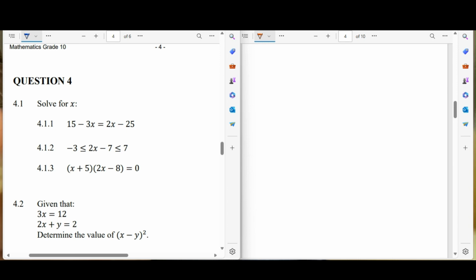Question 4 of the Grade 10 Term 1 maths test. This question is all about solving for x, solving for y, so solving for different variables, either in just equations or in inequalities.